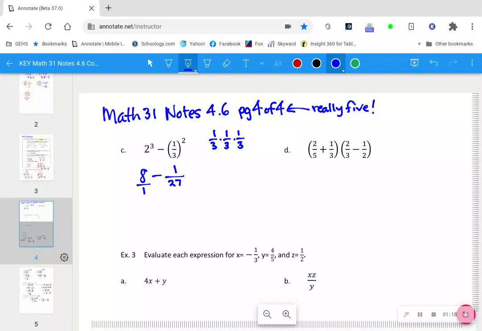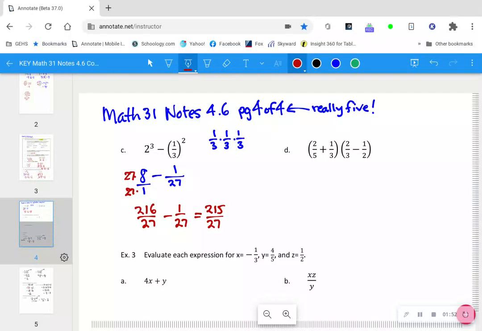We'll make it into a fraction. And then we'll multiply this by 27 and by 27. And that'll give us a common denominator of 27. I'm going to snag my calculator and see what 27 times 8 is. 216 27ths minus 1/27 is equal to 215 27ths.